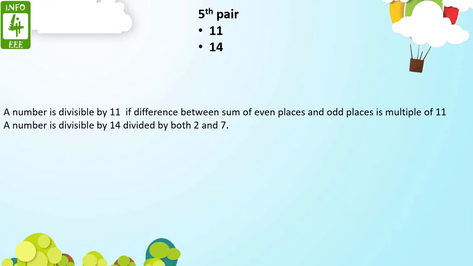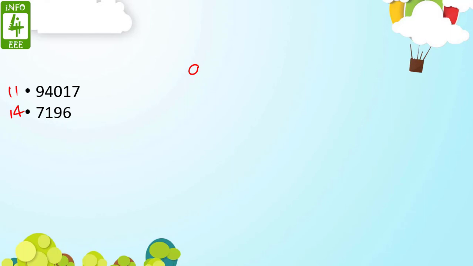Let's move forward for the last pair, which is 11 and 14. For 11, you need to find the difference of the sum of even places and the odd places, and that difference should be a multiple of 11. And for 14, the number should be divisible by 2 and 7 both. So let's check whether 94017 is divisible by 11 or not. You need to find the difference of even places and odd places, and that should be a multiple of 11.